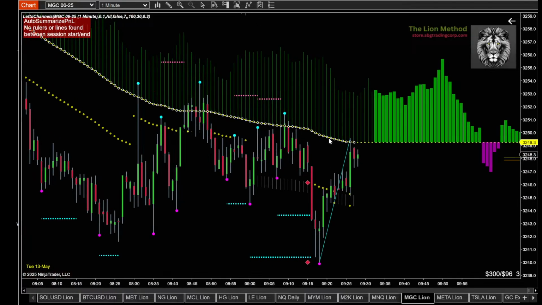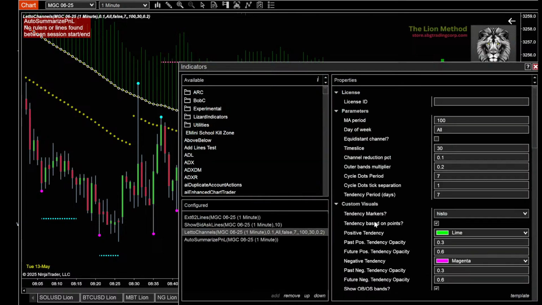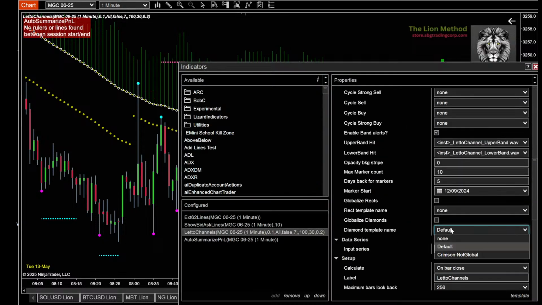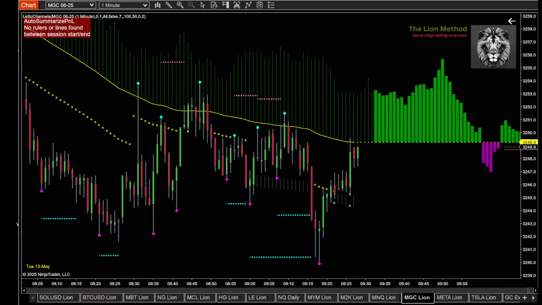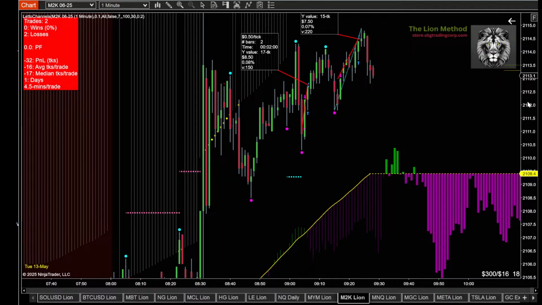MGC. Let's turn off the diamonds. Sometimes those get in the way. When you go oversold or overbought, it prints the diamonds, the red diamonds, as well as yellow dots. It's a little overkill. So let's turn off the diamonds. All right, Russell.